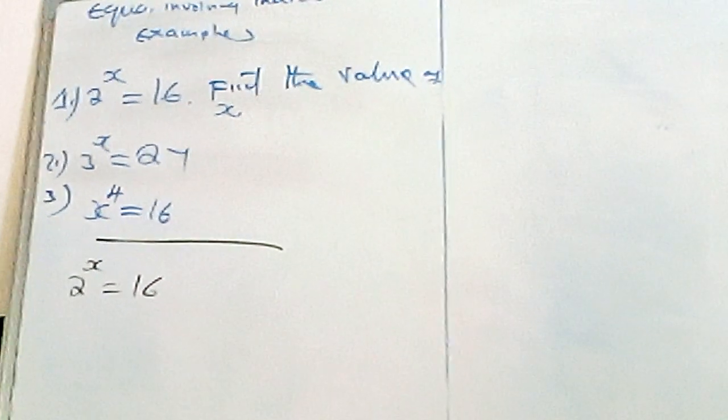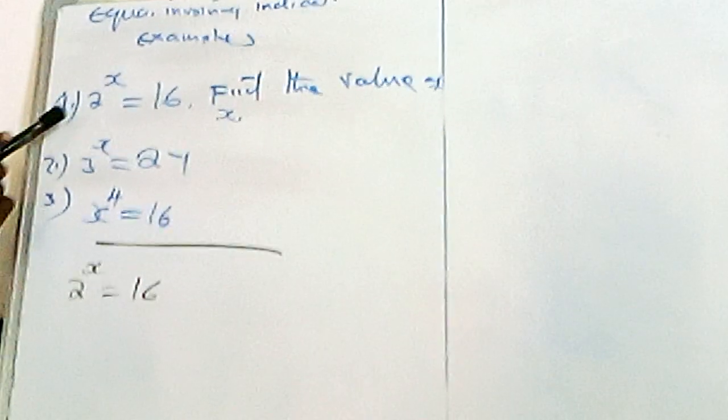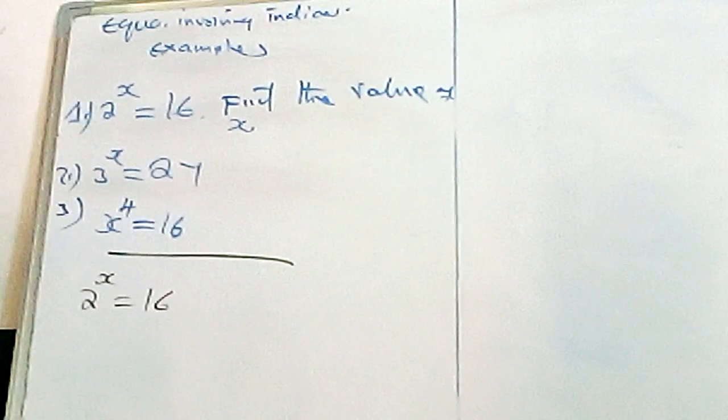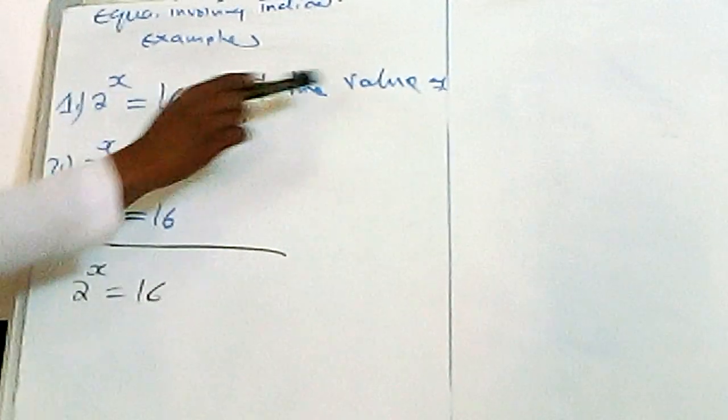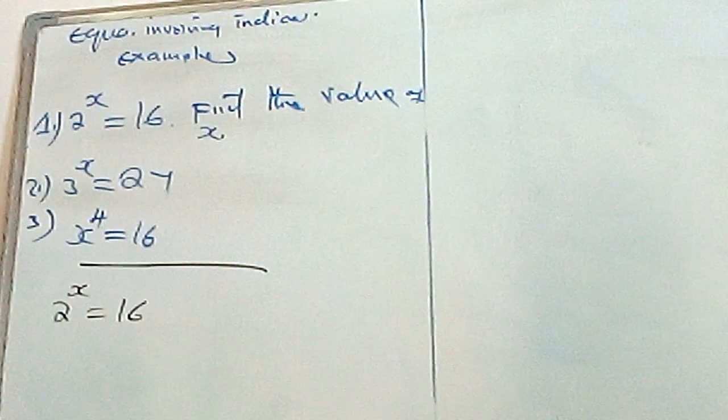These are the equations here. So I'll repeat once more. For example, in the first case, we are told to say 2 to the x power is equal to 16. Find the value of x. How are you supposed to do it?